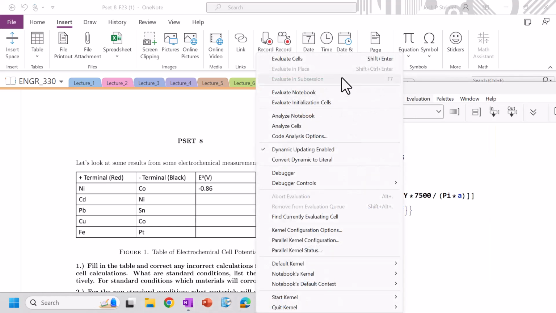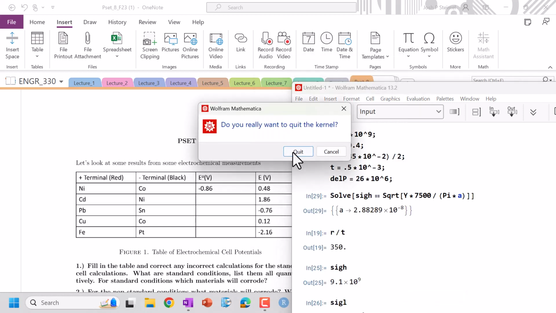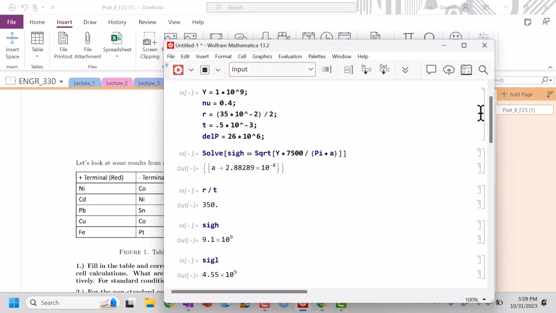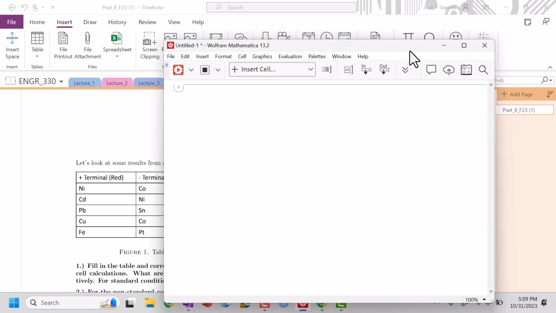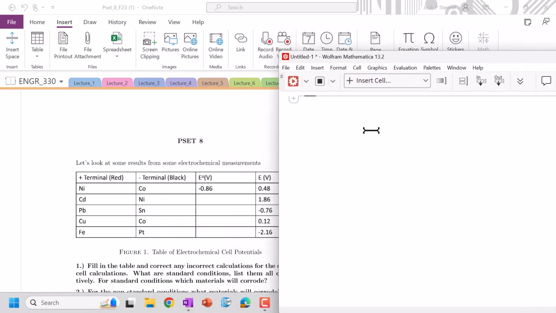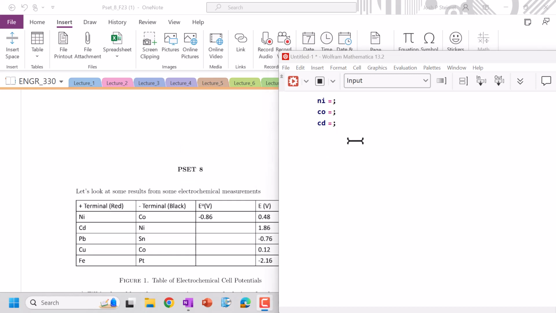So I'm going to quit the kernel and delete everything on here. I have some materials that I need to look up. I need to look up nickel equals something, does cobalt equal something, Cd equals something. Nickel, cobalt, all those. Then we need Ni, Cd, Pb, Sn. You'll see what we're doing in a second. Cu, Fe, Pt, and I think that's it.